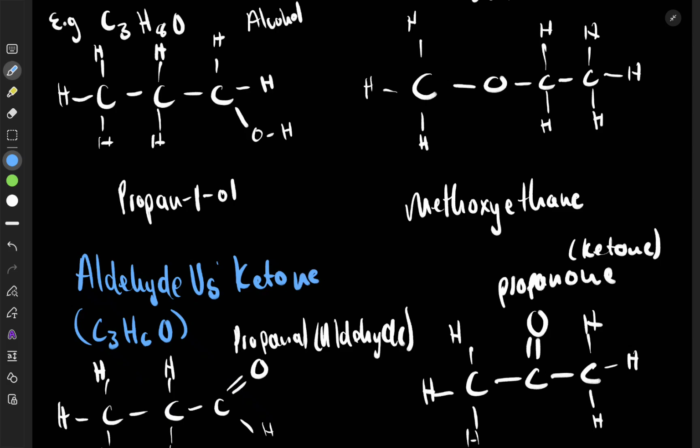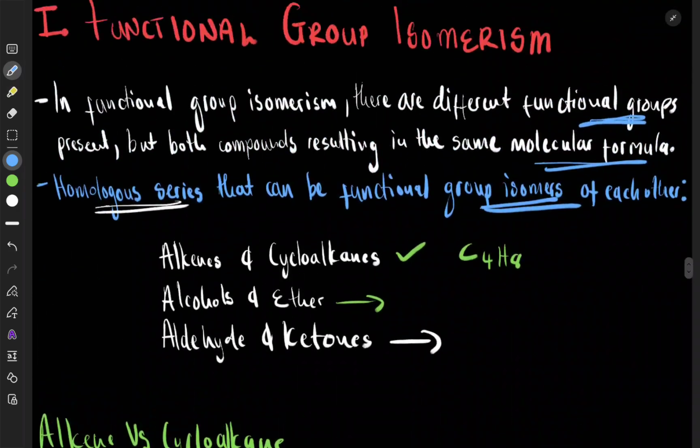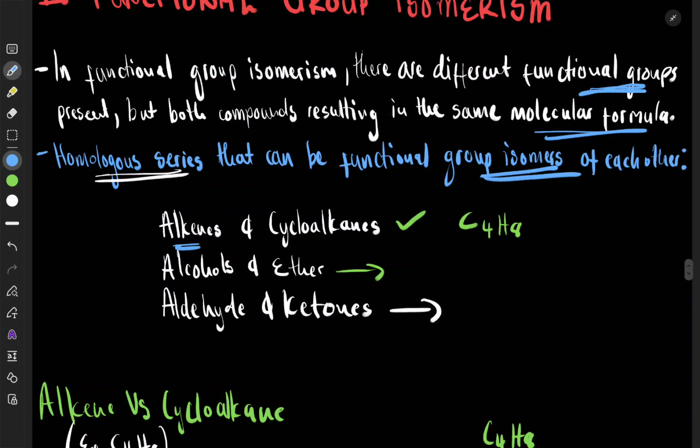So functional group isomerism, what changes? There will be different functional groups present. So the functional groups are the ones that are different. So you have the same molecular formula, but different functional groups present. That is going to be it. And we have seen the groups that exhibit functional group isomerism: alkenes and cycloalkanes, alcohols and ethers, which we hadn't done, but I've shown you the ether, then aldehydes and ketones. Okay, these ones. And you would be done. This is for functional group isomerism.